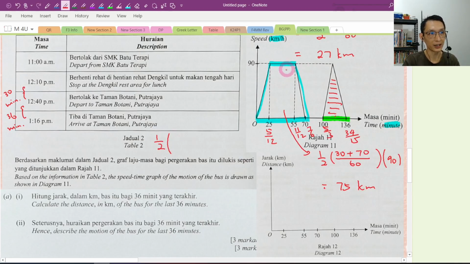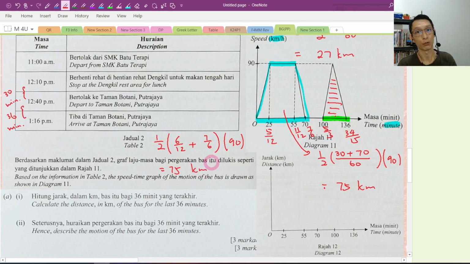What's the length here? Look at here. From 5 over 12 to 11 over 12. This is 11 over 12 minus 5 over 12, you will get 6 over 12, right? Plus, what's the length here? 7 over 6. The perpendicular height, 90. 0.5 times 6 over 12 plus 7 over 6, then times 90. You will still get the same answer, which is 75 kilometer.